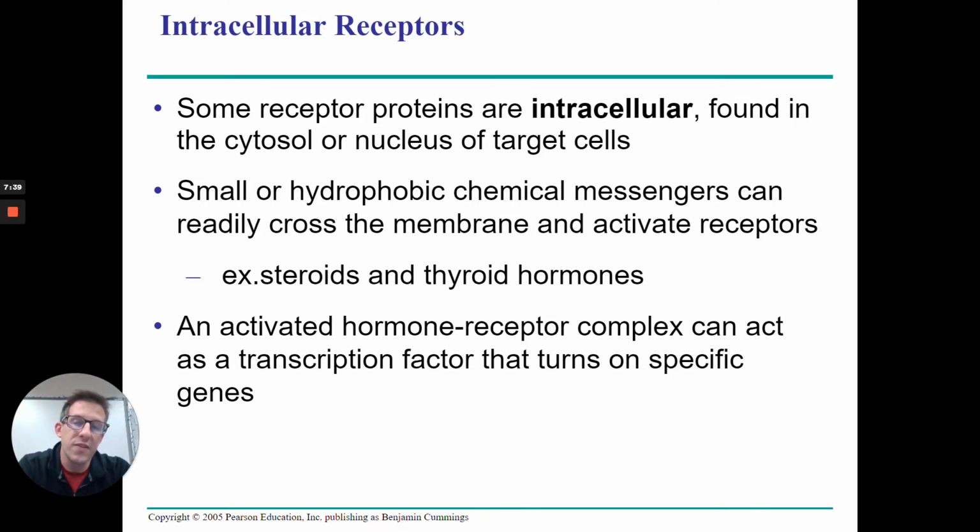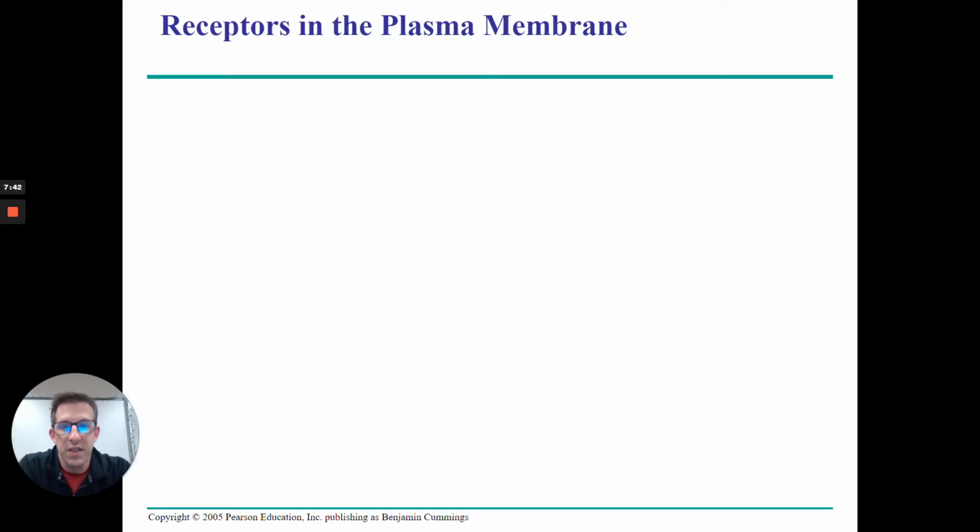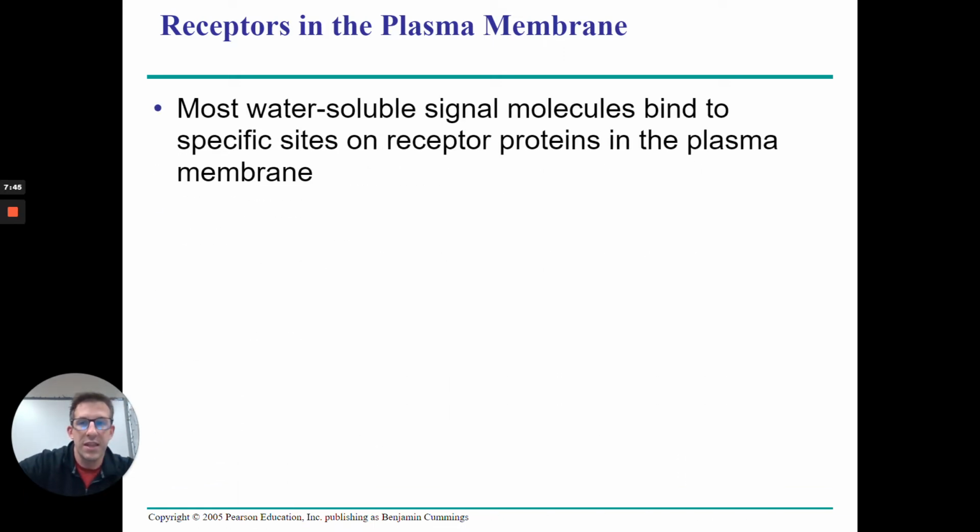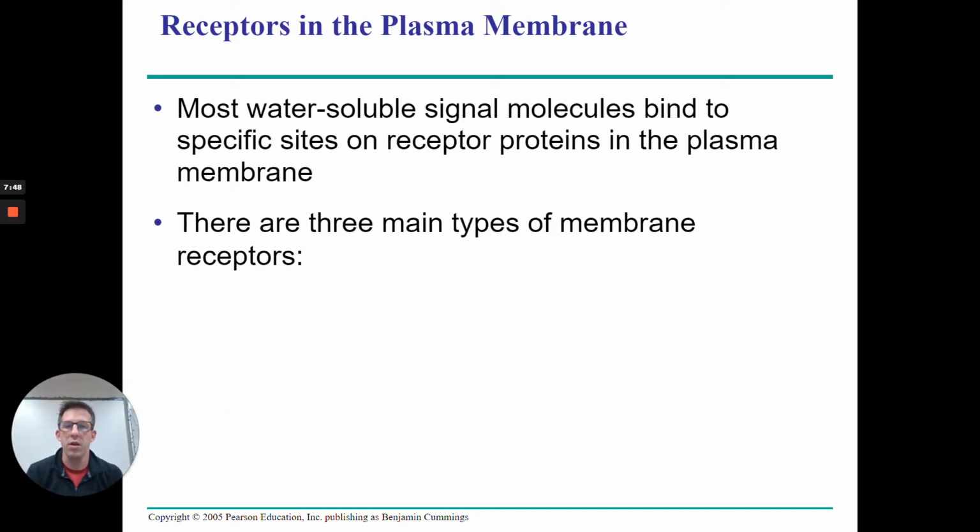I'm going to get this one out of the way because the majority of the other ones are surface level receptors, okay? These receptors are found in the plasma membrane, and they work with water-based or water-soluble molecules. These water-soluble molecules need some kind of receptor on the surface of the cell because they can't actually diffuse into the cell. So they need to interact with something on the outside of the cell, okay? So these water-soluble molecules interact with cell membrane surface receptors. These are protein receptors found on the surface of the cell, okay?